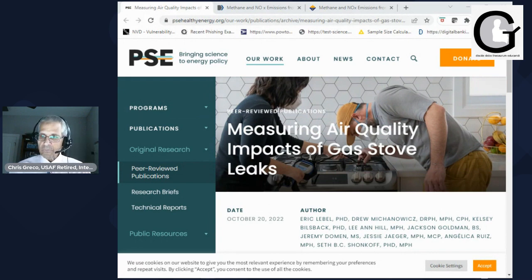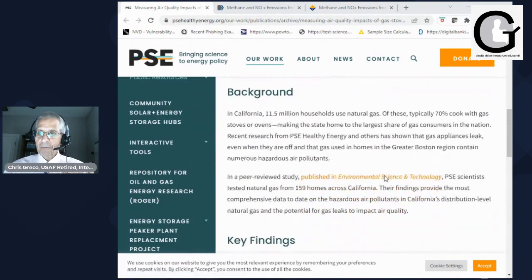Now, this is really, really important when we talk about this. What does the headline say? The headline says, Measuring Air Quality Impacts of Gas Stove Leaks. Now, does your gas stove leak? I don't know. I have gas detectors in the home. I can tell you that if there is a certain amount of gas in the air, I will get alerted. These are the types of things you can do to help protect yourself, your family, and your home: get these gas detectors. They're relatively inexpensive. You can get them off Amazon. But the bottom line is, what does this mean? So we go down to the background.